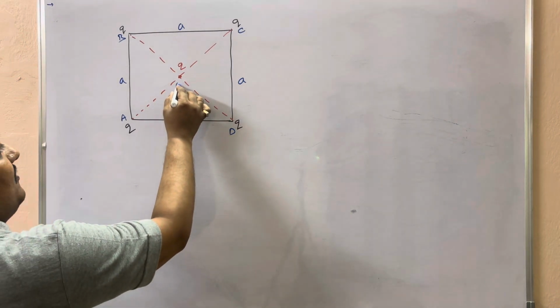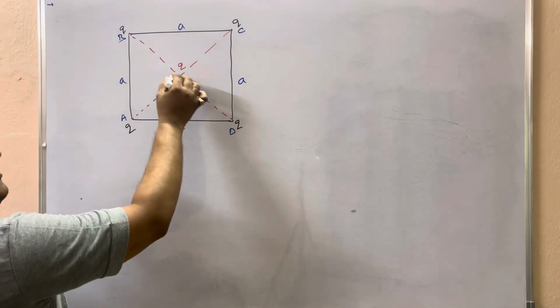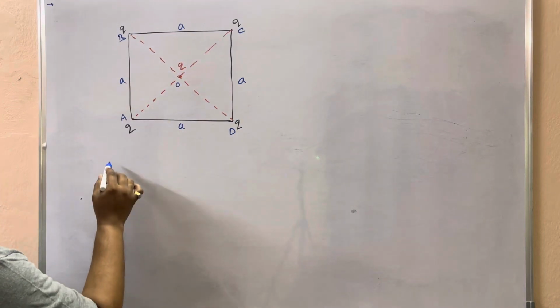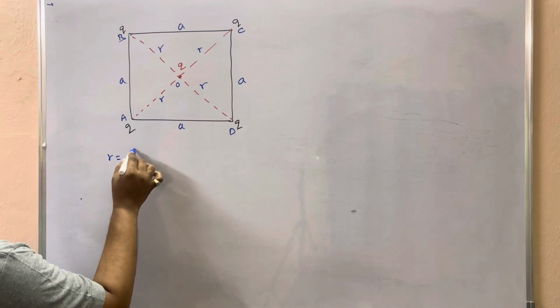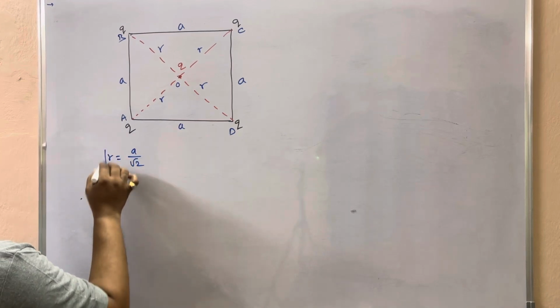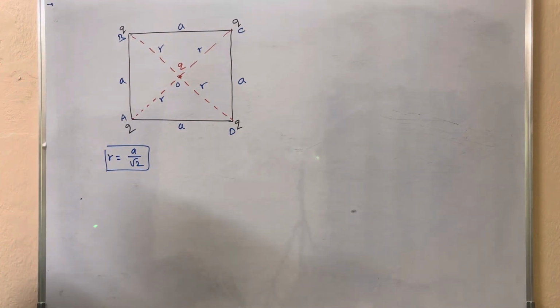So at center O, from B to O, what is the distance? We already gave it. If you are taking this as small r, small r is going to be A by root 2. Already we discussed this. R is A by root 2.